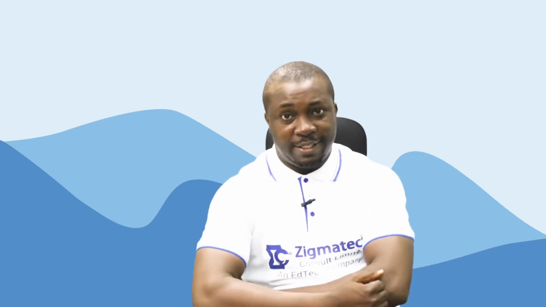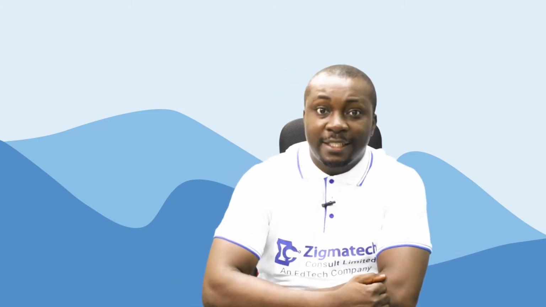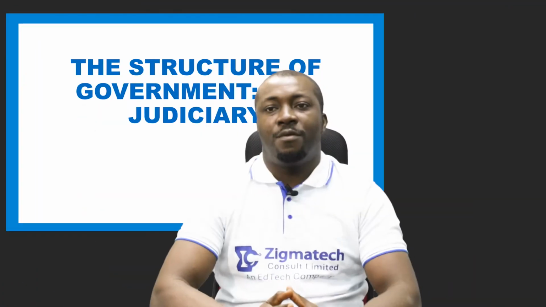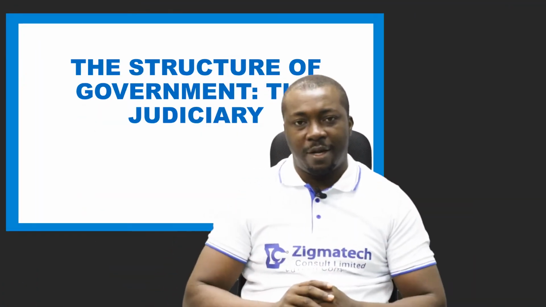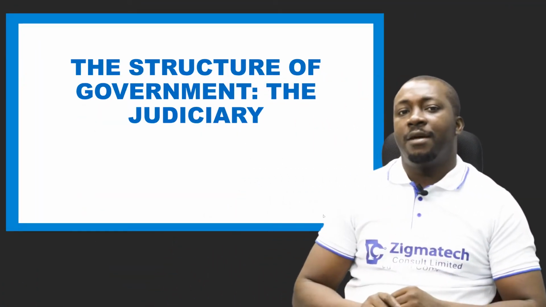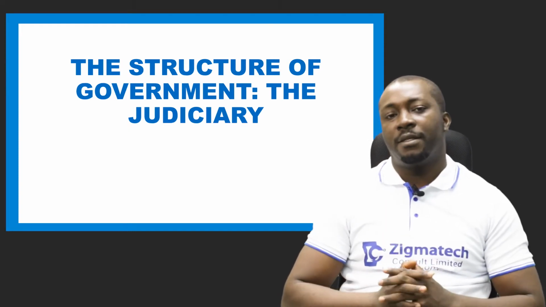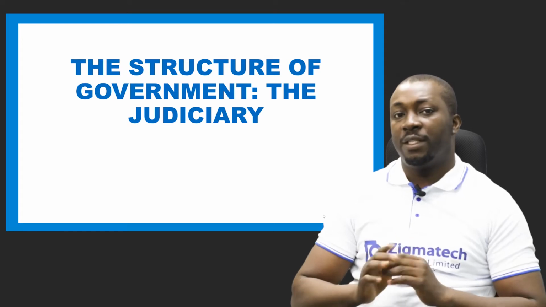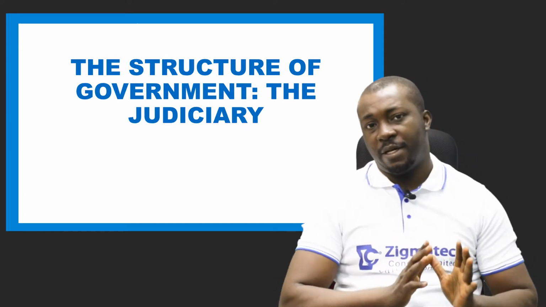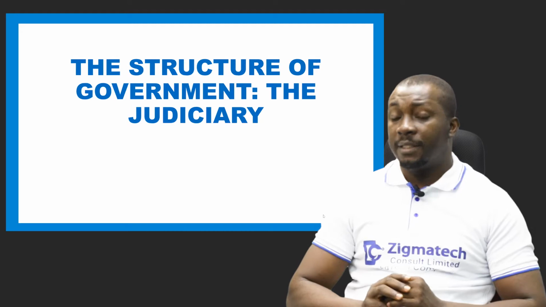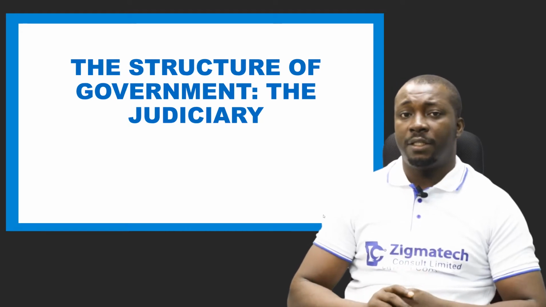Ready for today's class? Okay, let's get started. Today, we are going to look at the structure of government again. Now, this time, we are going to concentrate on one particular arm of government, which is the judiciary. We've already discussed the executive and the legislature.